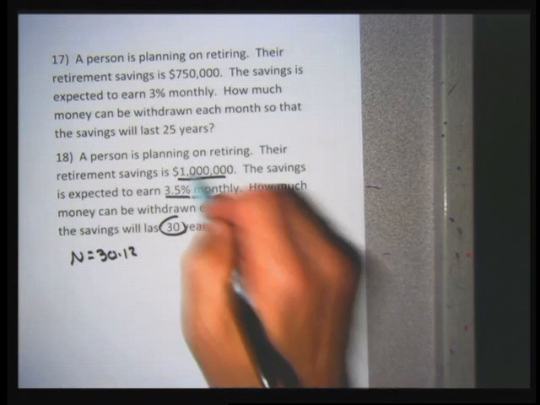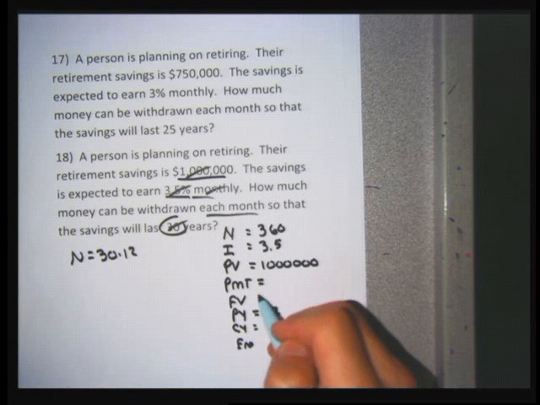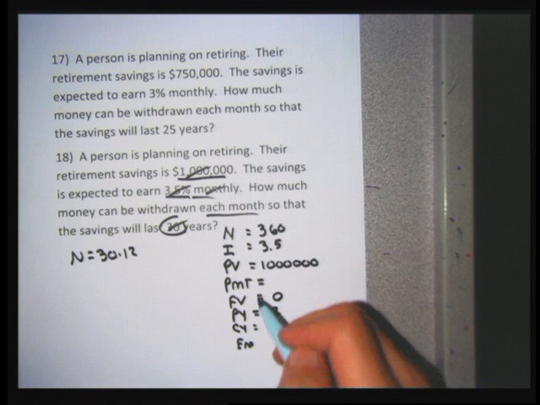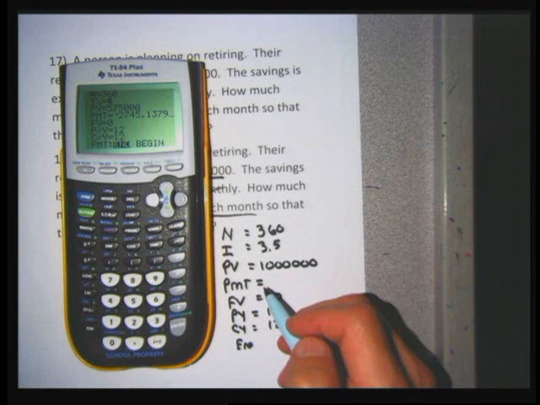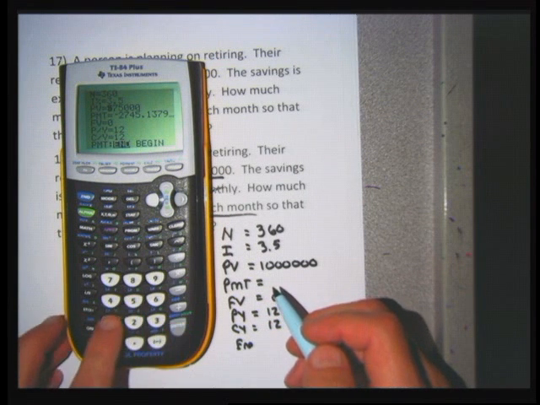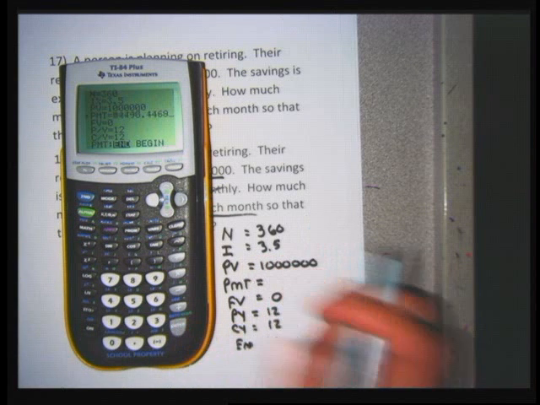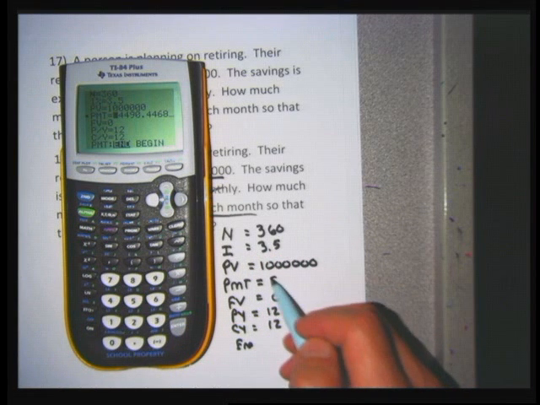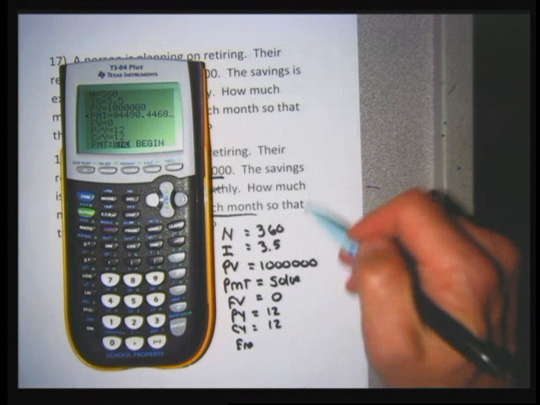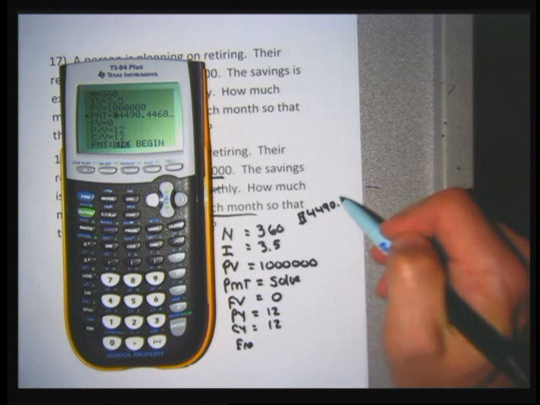I have all the information from the problem in input, and two amounts left, which means one of the two needs to be 0. In this case, the future value is going to be 0. We're going to spend down all the money. Now I enter this the best I can. So 3.5 for the interest rate, $1 million for the present value. Everything else is okay. I'm going to alpha and solve to get how much they're going to pay themselves, and it's $4,490.45.